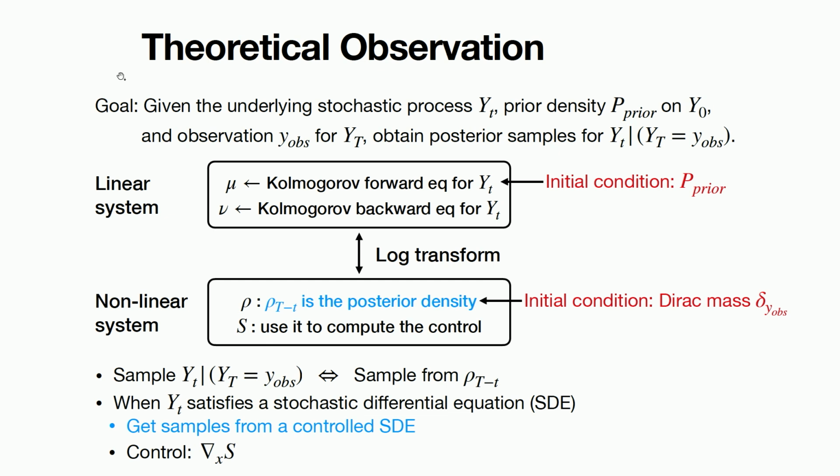So why this is related to the log transform that we talked about before is that if we set the initial condition for this mu, the first equation, to be the prior distribution in this Bayesian setup, and if we set the initial condition for rho to be the Dirac mass at the observation, then using the log transform, solving rho is exactly solving the posterior distribution. So the whole log transform gives you this connection between the prior distribution, the observation, and the posterior distribution. That means if we want to sample from the posterior distribution, the only thing we need to do is sample from rho. And sampling from rho is easy because rho solves the stochastic optimal control problem. Sampling from rho is just sampling from the controlled SDE. As long as you know what the control is, sampling from this controlled SDE is not so hard.